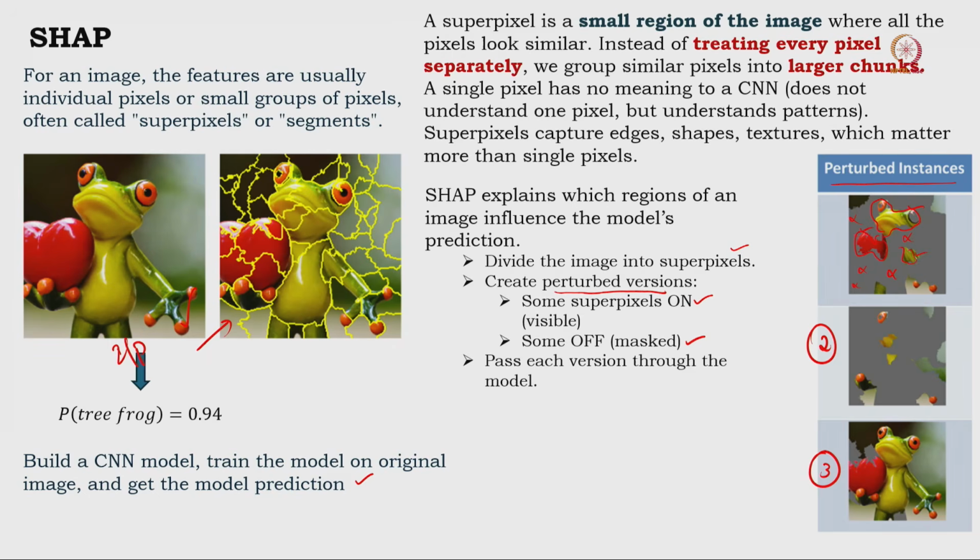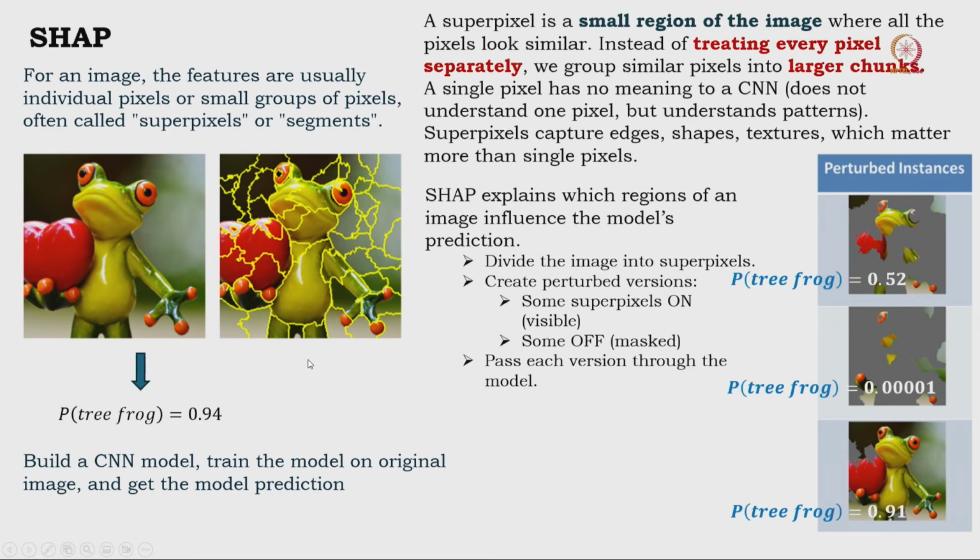What is the prediction here? What is the probability that the given image is a tree frog? For this particular image, the probability is 0.94, and we capture this and use it later. All the perturbed instances which we have created are also passed into the CNN model, and we get their probabilities. When this perturbed instance is passed to the CNN model, it gives us a probability of 0.52 that this is a tree frog.